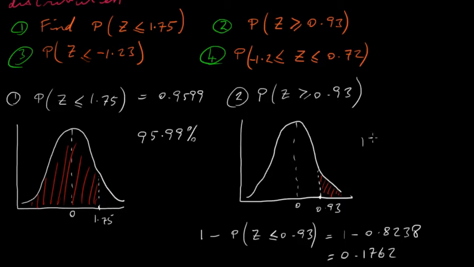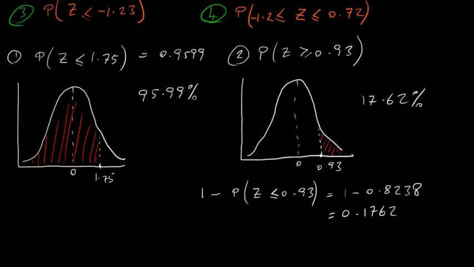So in other words, 17.62% of the data points on our original normal distribution will be up here, or 17.62% of the z scores, z values, will be up here. Okay, so that's question 2. Let's have a look at question 3 then.